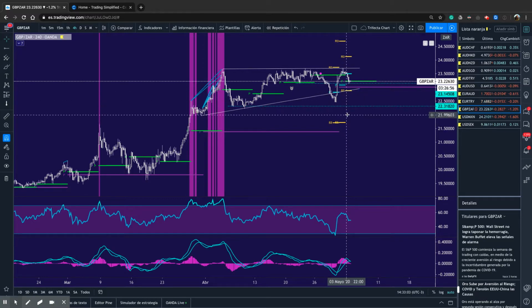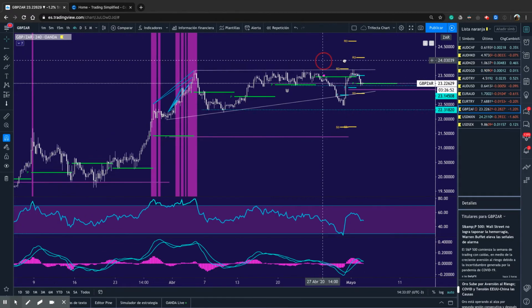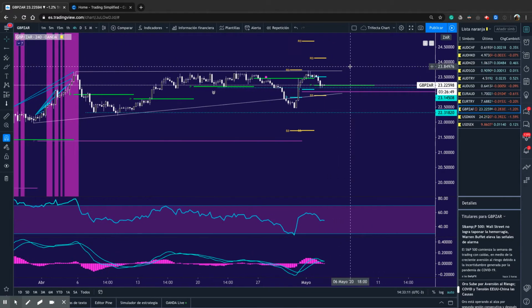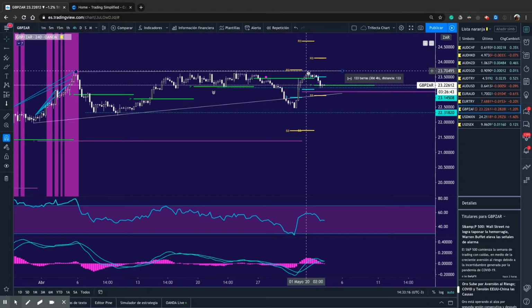And nothing is written in stone so far, and this could lead to a new downwards movement, because here we are seeing really awesome price action setups with really nice candles of rejection of the resistance of the range.